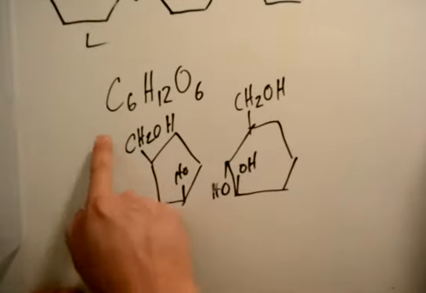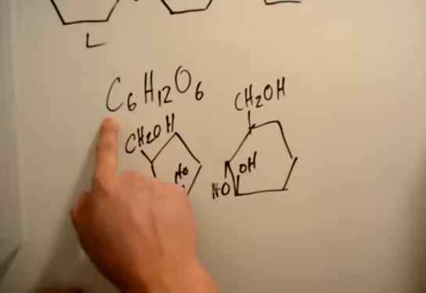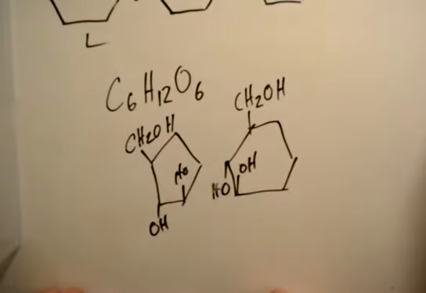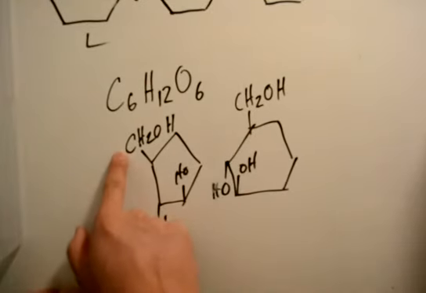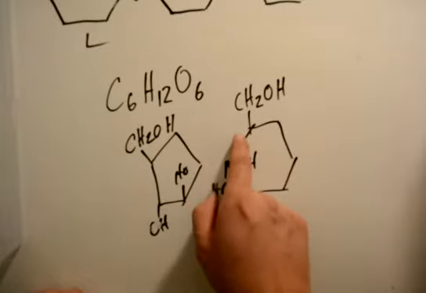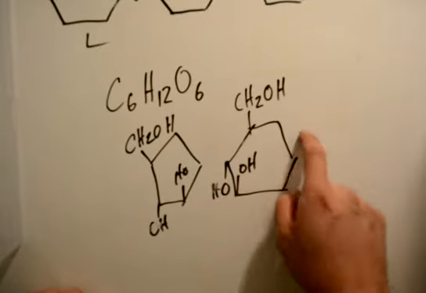So again, the reason why they're considered isomers is because they have the same chemical formula, which is C6H12O6, but they have different placement of the structures with CH2OH and OH, okay? And also the shape, 1, 2, 3, 4, 5 versus 1, 2, 3, 4, 5, 6.